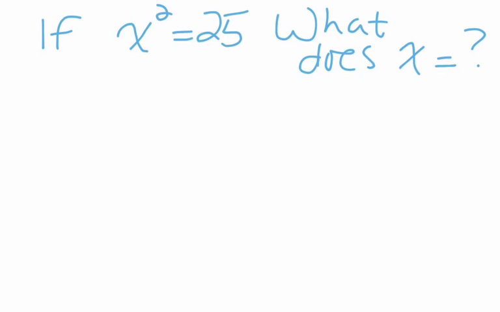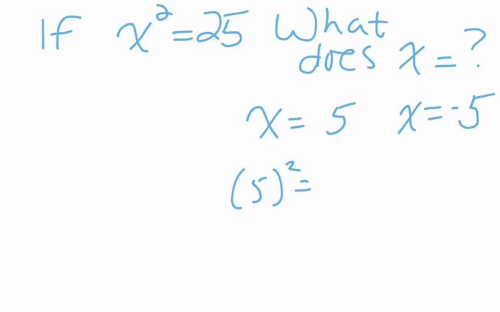And hopefully you thought of two things, okay? So hopefully you thought of 5. But if I prompt you and I say, okay, look a little bit harder, I think a lot of you would also come up with -5. And the reason for that is because 5 squared is 25, 5 times 5, and -5 squared is 25.